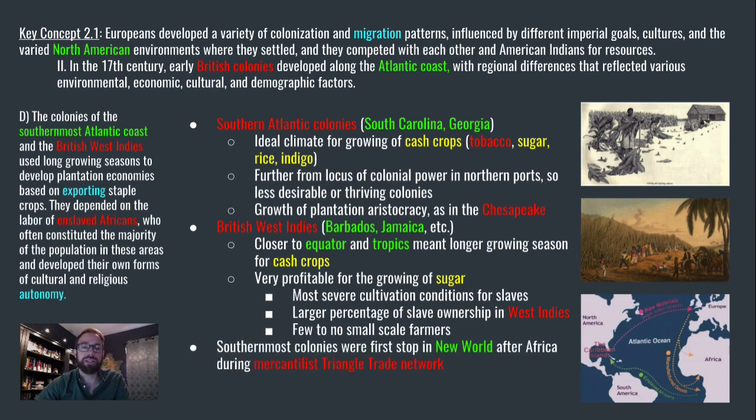Okay, southernmost colonies were the first stop in what we call mercantilism, or the triangle trade, or the South Atlantic system, and that's what you see on this map right over here. It makes a sort of triangle shape, with different things brought at each point along the way. I'm going to talk about it in more detail in one of the next slideshows. Okay, so first stop to drop off most of the slaves. Some were still then brought up into North America.